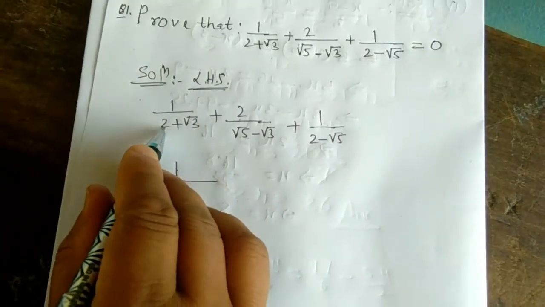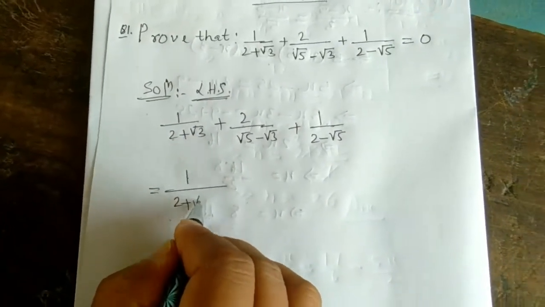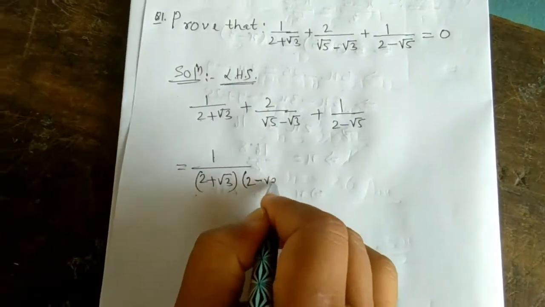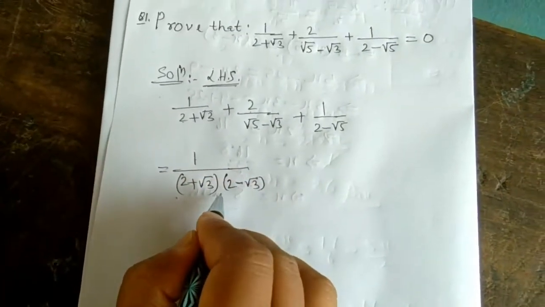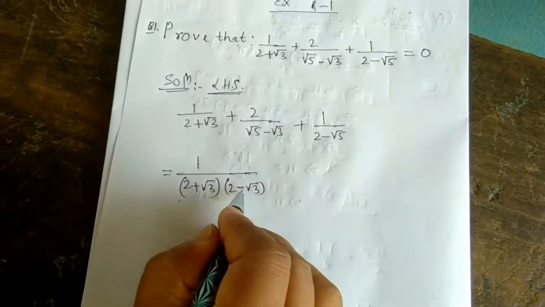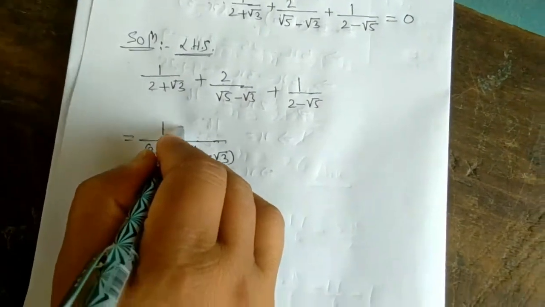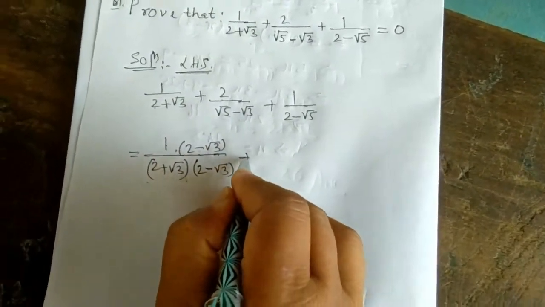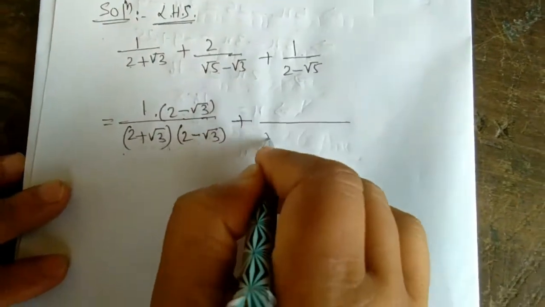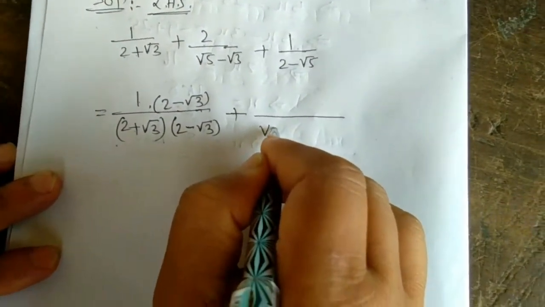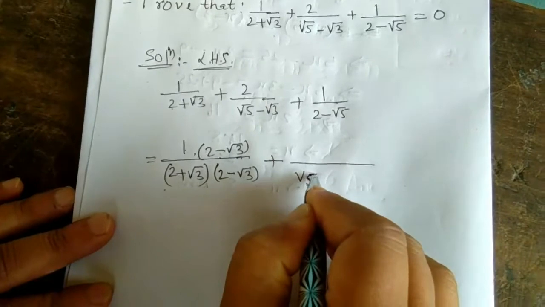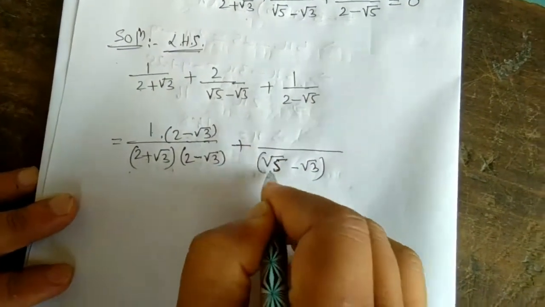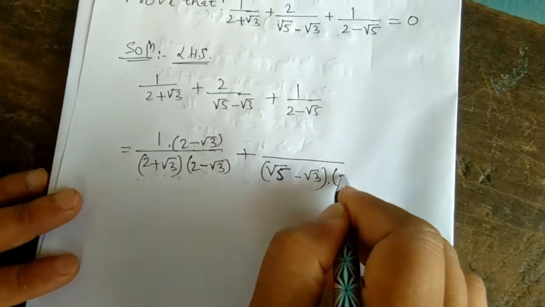This is in the form of a plus b, so you have to multiply it by, like before, a minus b. As you multiply the denominator by 2 minus root 3, numerator also to multiply by 2 minus root 3. Okay, plus here also same. This is also in the form of a minus b, so to multiply by a plus b.